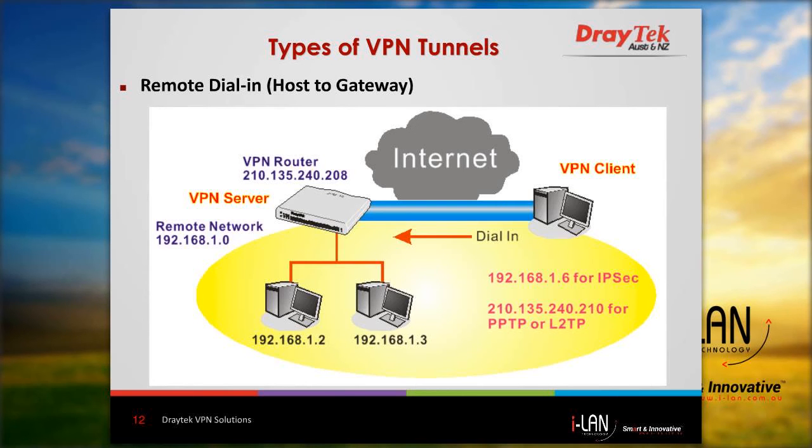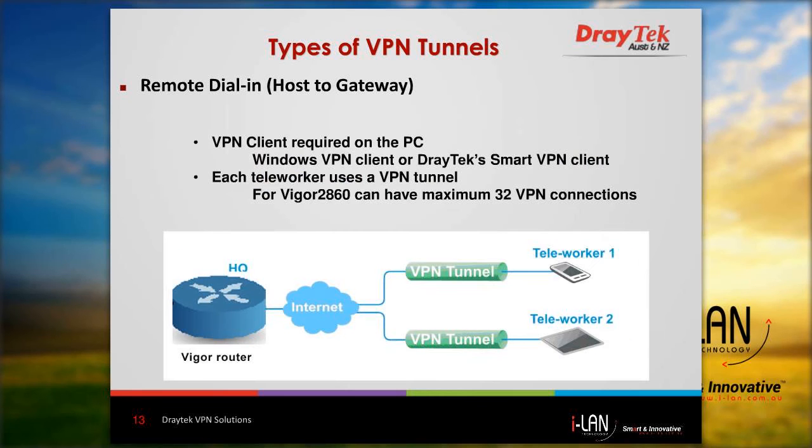This diagram shows the other type of VPN tunnel, which is the remote dial-in VPN. Here a single user can use a VPN client running on the computer to set up a VPN tunnel for secure communication with the head office network. So the client will be the user, shown on the right-hand side, and connects to the VPN server, which will be at the head office. So I'll just go to the next slide here.